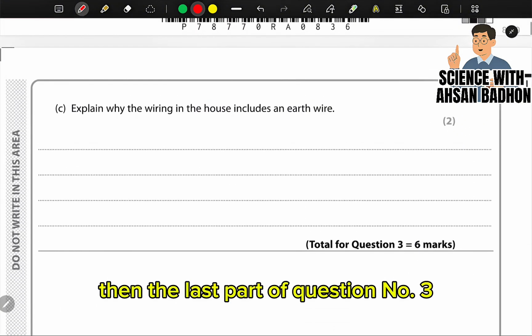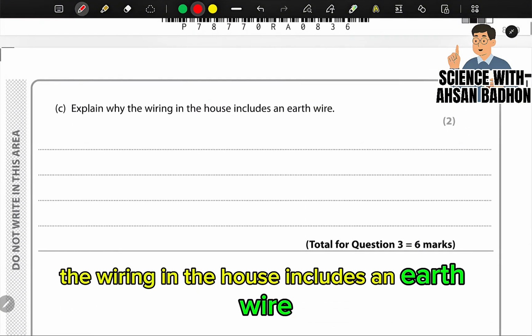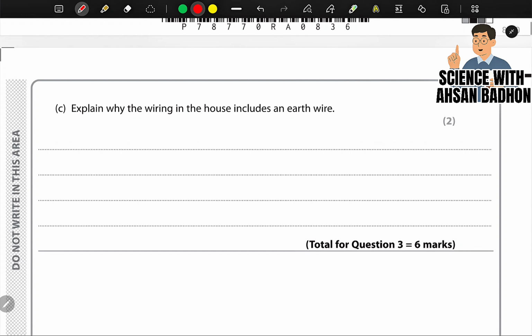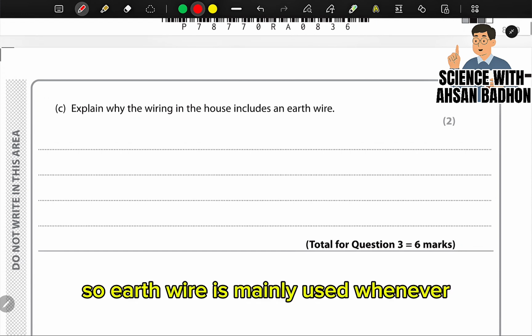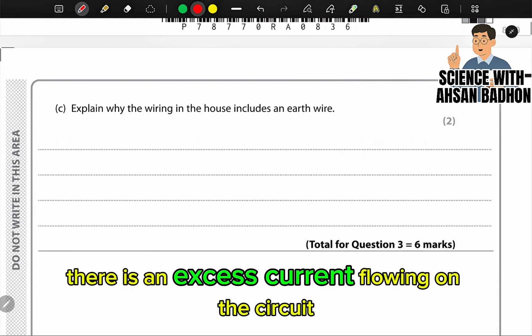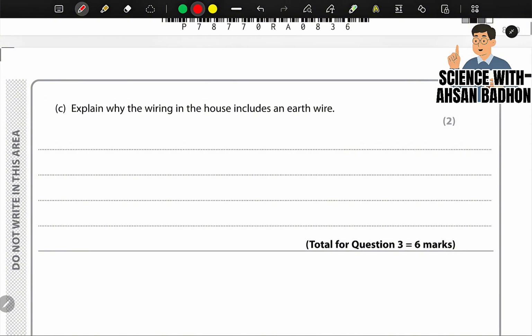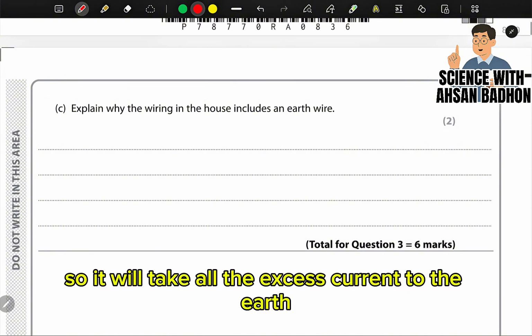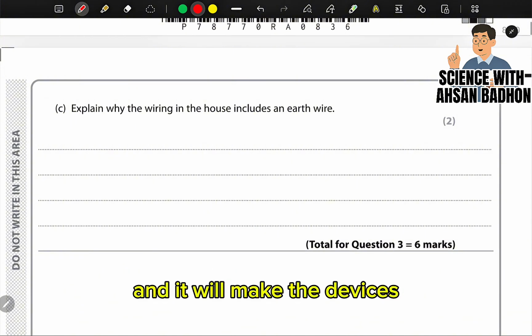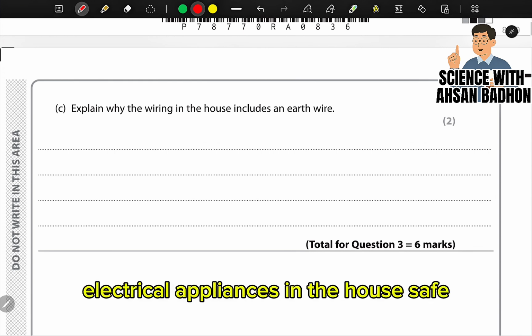Then the last part of question number 3: explain why the wiring in the house includes an earth wire. So the earth wire is mainly used whenever there is an excess current flowing in the circuit. It will take all the excess current to the earth, and it will make the electrical appliances in the house safe.